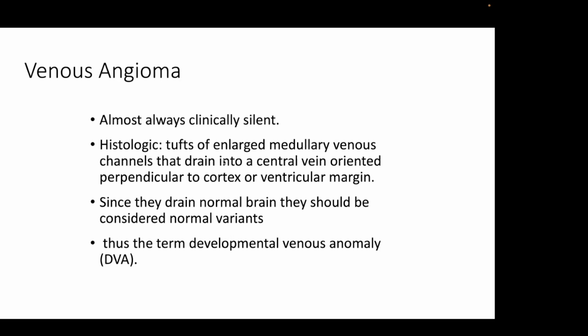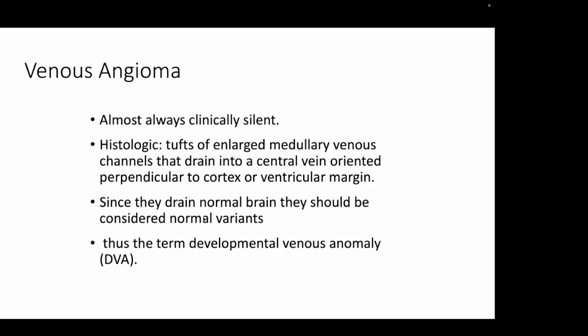Histologically, these are tufts of enlarged medullary veins. They drain to a central vein that is usually oriented perpendicular to the cortex or the ventricular margin. And since they drain normal brain, they should be considered normal variants, thus the term developmental venous anomaly.